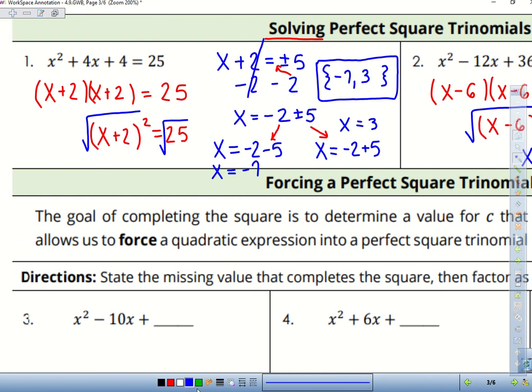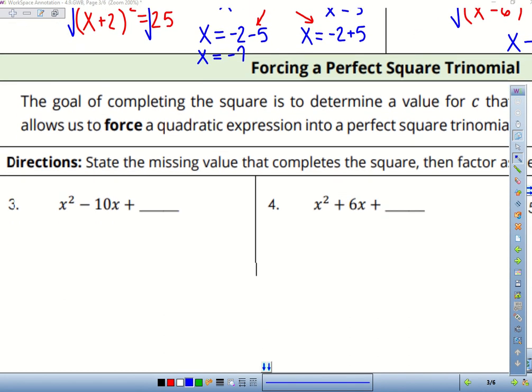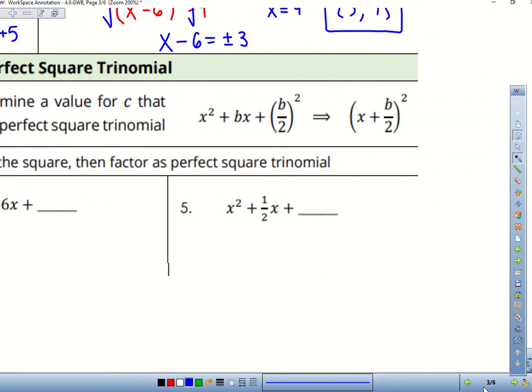So the whole idea of this lesson is not every trinomial will be a perfect square trinomial. So we actually have a way in math to force it to become one. So we use this little formula right here. It's going to be b divided by 2 squared. Okay? And that allows us to actually factor these into perfect square trinomials.